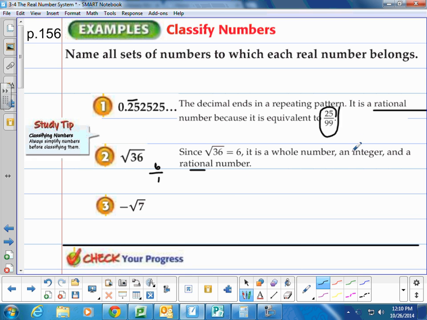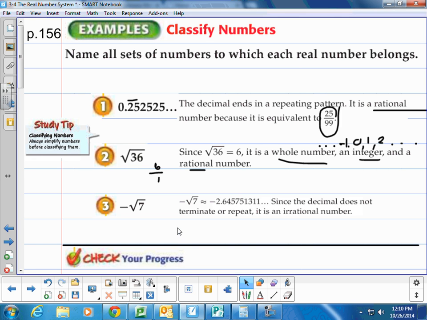It's an integer because an integer, remember, is the set of the positive and negative whole numbers. So anywhere to the left of negative 1, and anywhere to the right, the positive numbers as well. So 6 fits in the integer category, and 6 is a whole number, we can count with it.